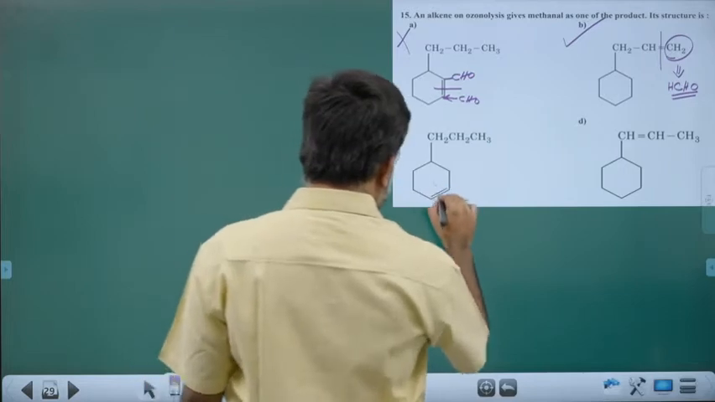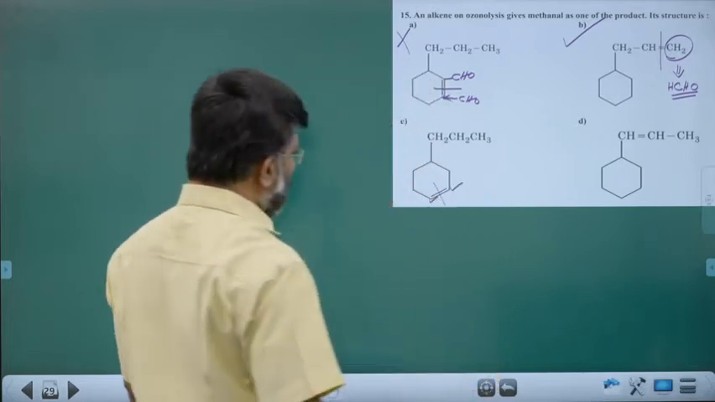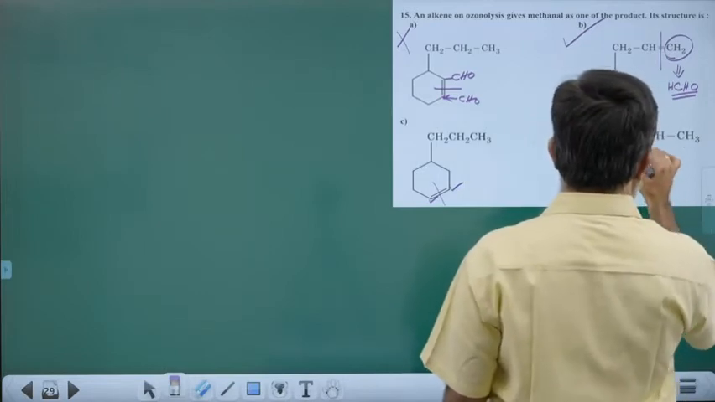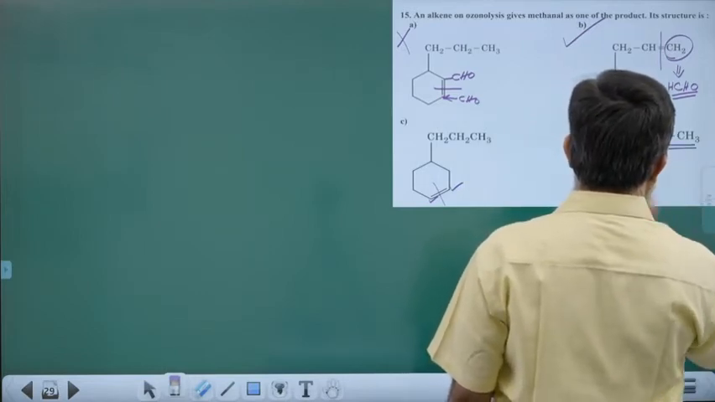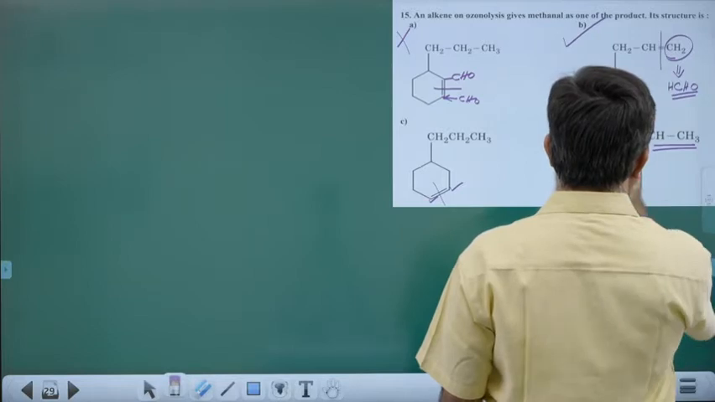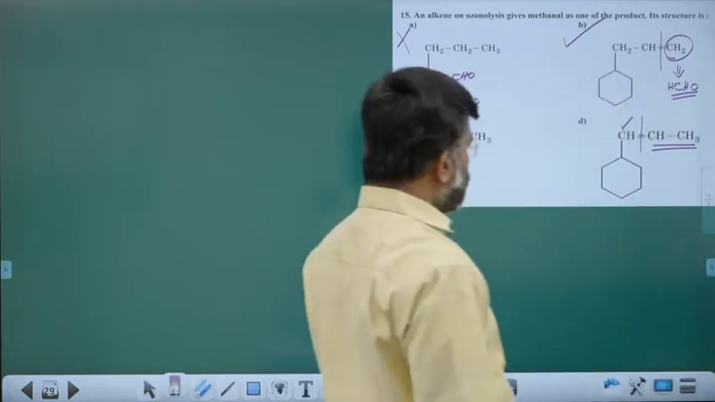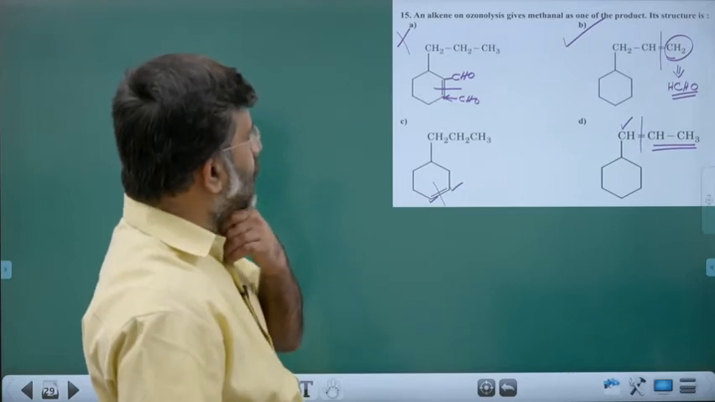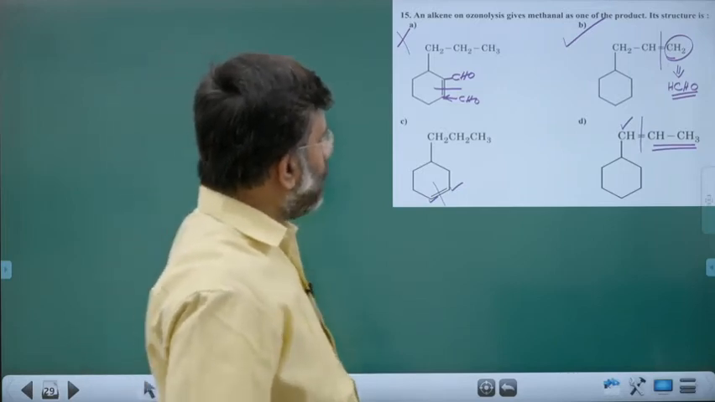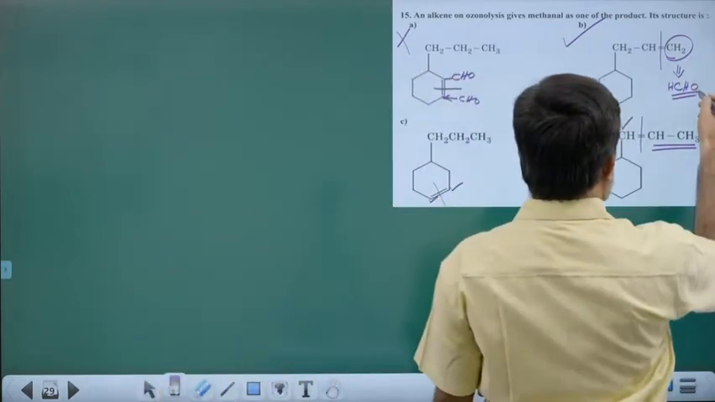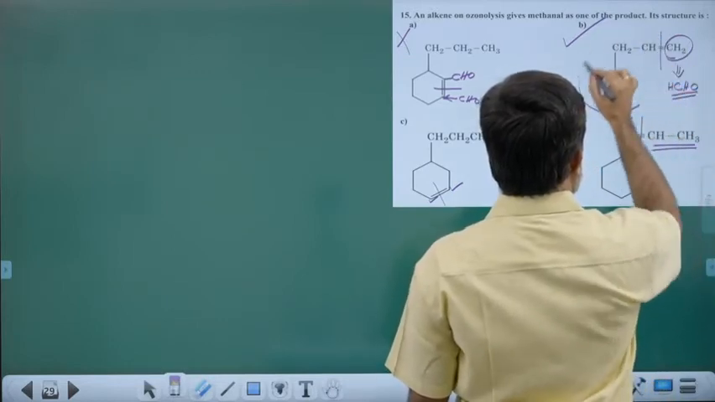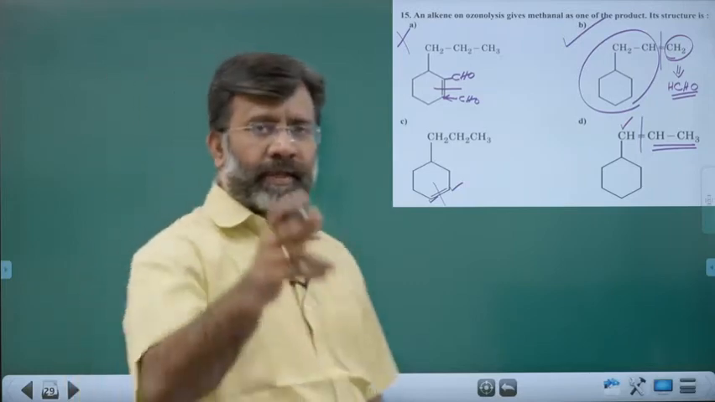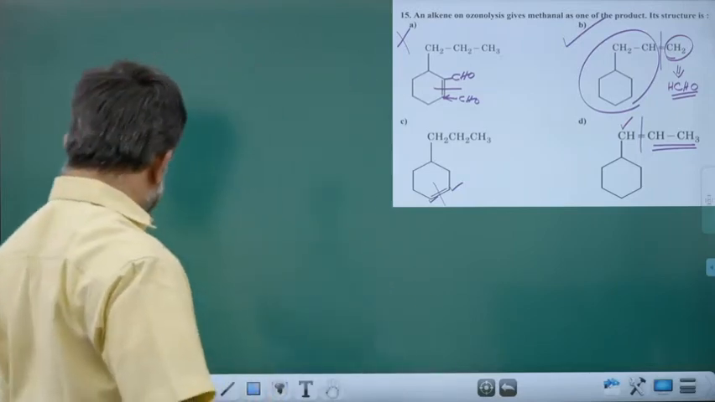Here also this carbon will turn into a CHO group. Here what will happen? It's breaking here. This is CHO and this is ethanal. You get ethanal and cyclohexane carbaldehyde. Answer is option B. You will get one formaldehyde and one aldehyde over this region. Okay. B is the correct answer. Next.